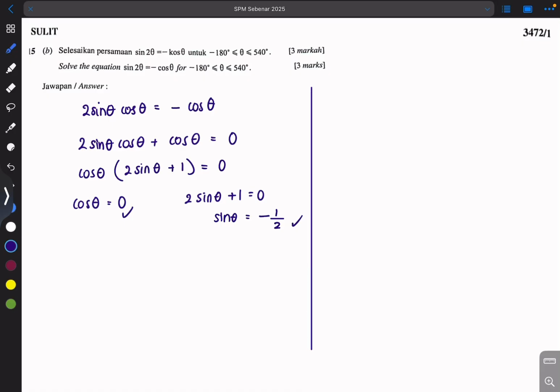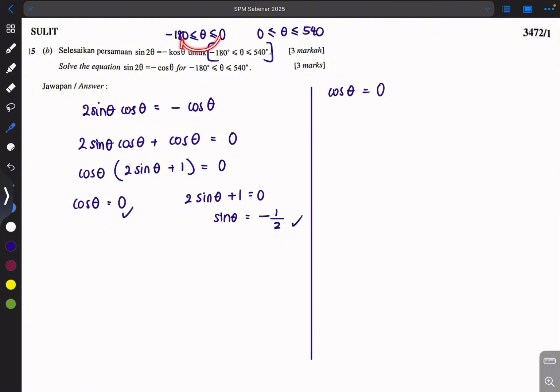Okay. So cos theta is 0. We have to solve for the range between negative 180 and 540. What we do is we split this into two ranges. One is negative 180 until 0, and the other one will be 0 until 540, because both of these will be different.